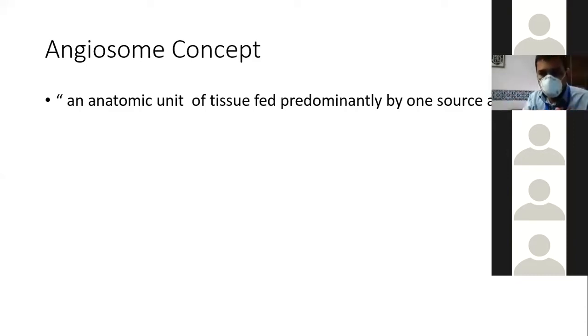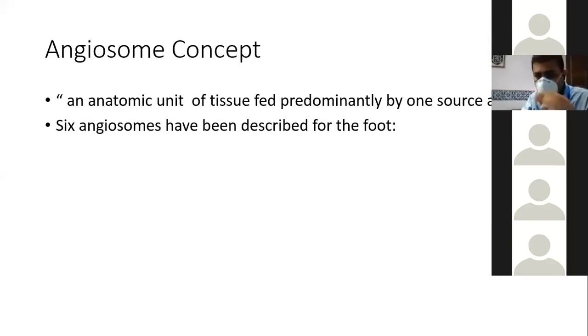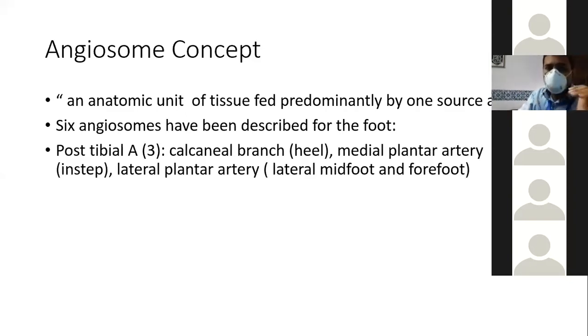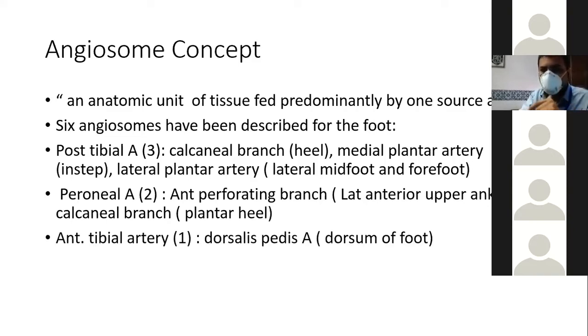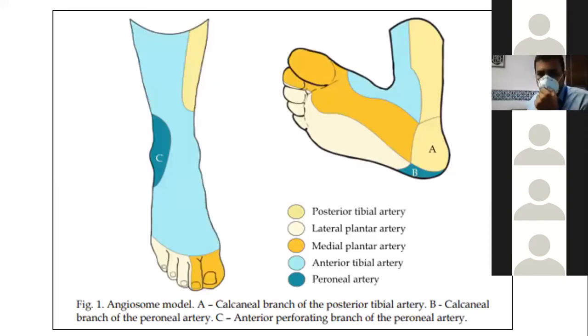For those who do not know, angiosome is an anatomical unit of tissue fed predominantly by one source artery. There are 6 angiosomes which have been described in the foot. 3 for the posterior tibial artery: calcaneal branch, medial and lateral plantar artery. 2 for the peroneal artery, that is the anterior perforating branch and the calcaneal branch, and 1 is the anterior tibial artery, which becomes the perforating artery. So these are the different angiosomes.